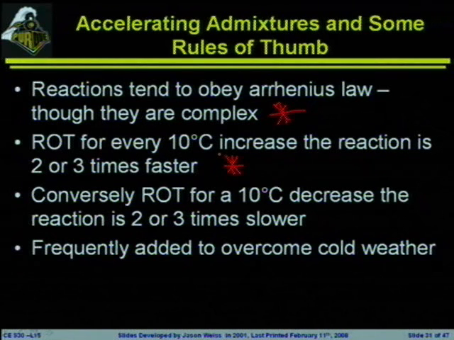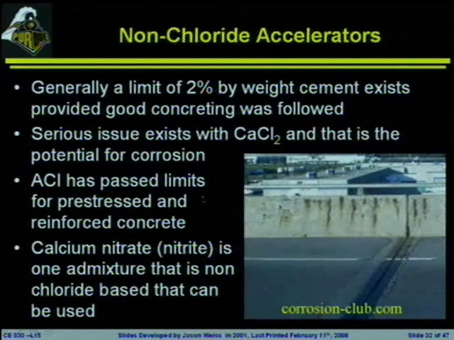This has a big impact on construction crew operations. If construction crews are trying to move forms or demold forms, they have to be aware of how rapidly the concrete is gaining strength. Because if they're on a 1-week cycle to turn the forms around in July, it's going to be very different than how quickly the concrete's going to gain strength in November. Frequently, admixtures are going to be added to overcome cold weather.